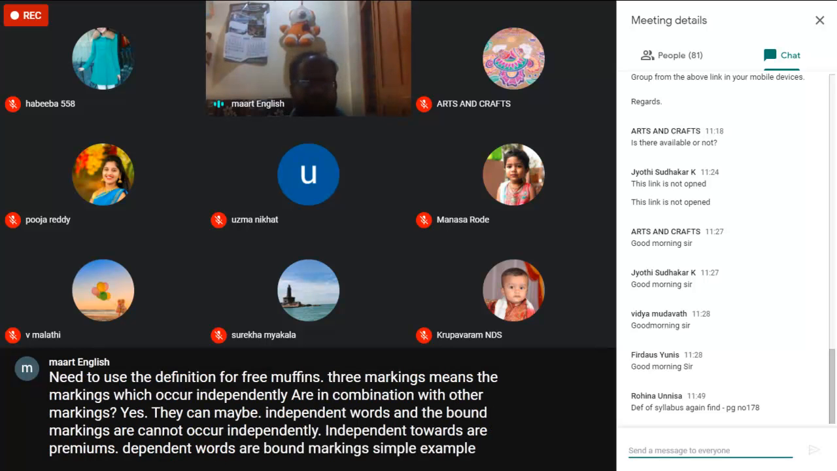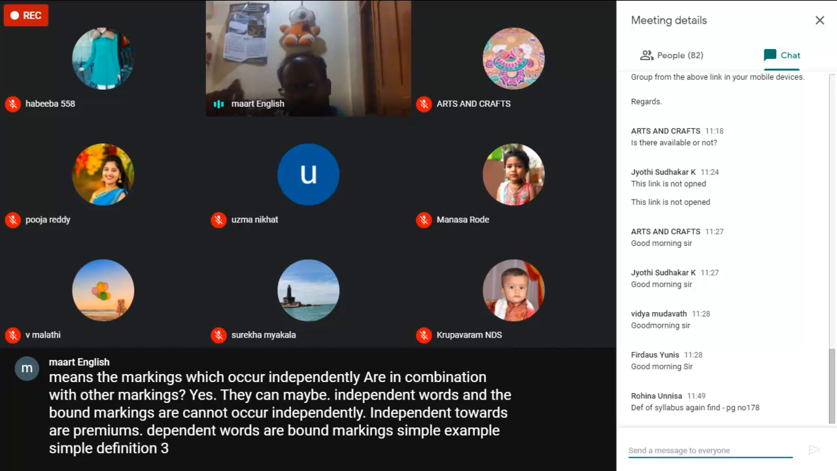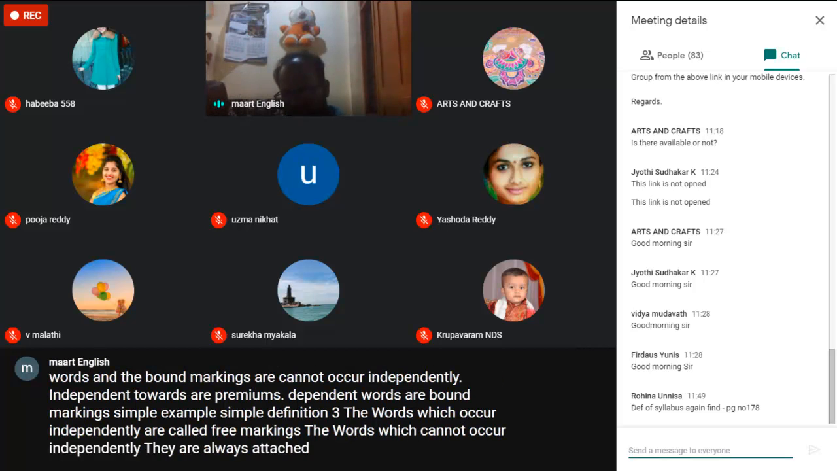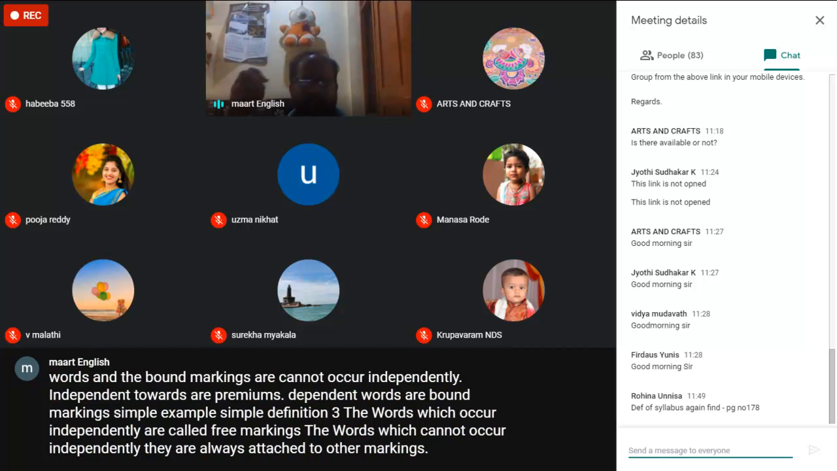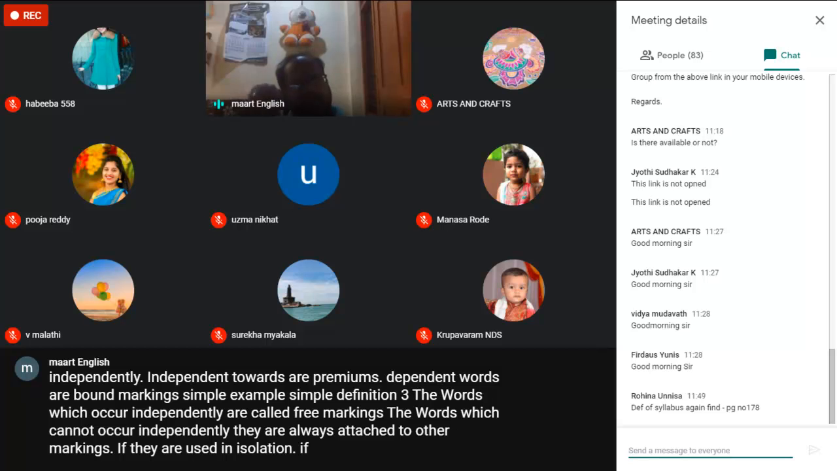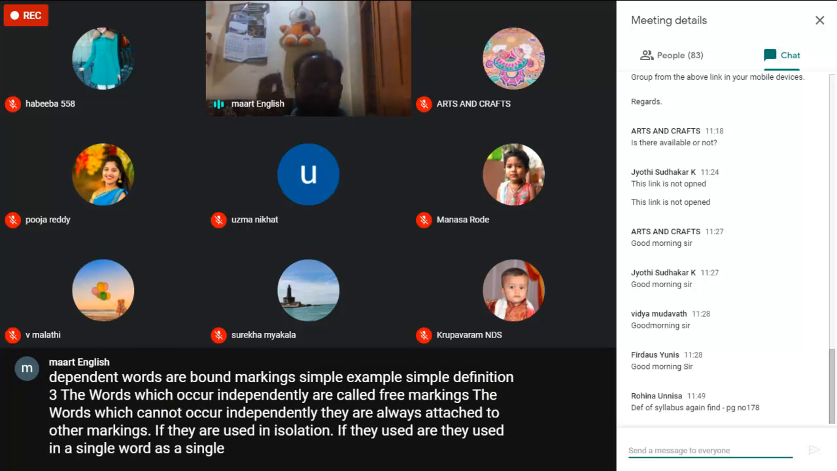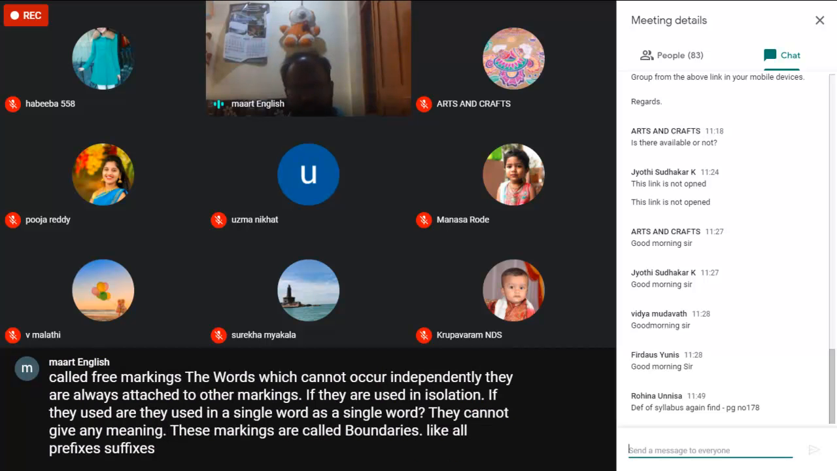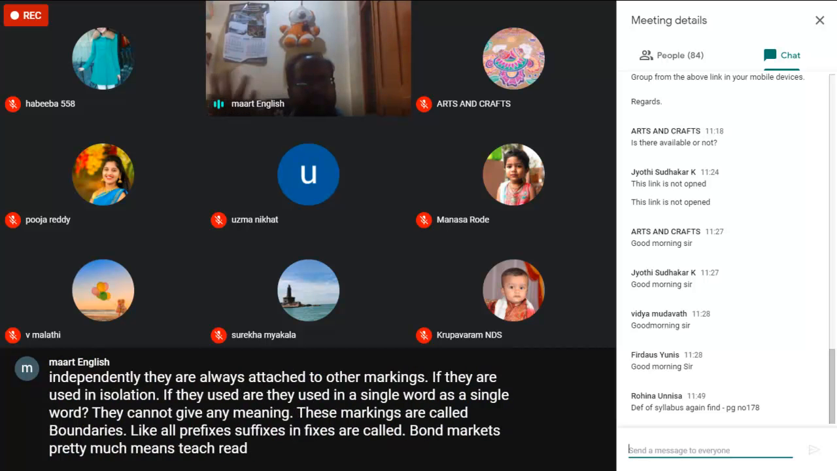Simple example, simple definition. The words which occur independently are called free morphemes. The words which cannot occur independently are always attached to other morphemes. If they are used in isolation, as a single word, they cannot give any meaning. These morphemes are called bound morphemes, like all prefixes, suffixes, and infixes. Free morphemes means teach, read, smile, write, understand.